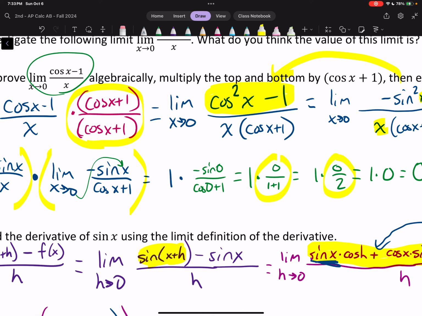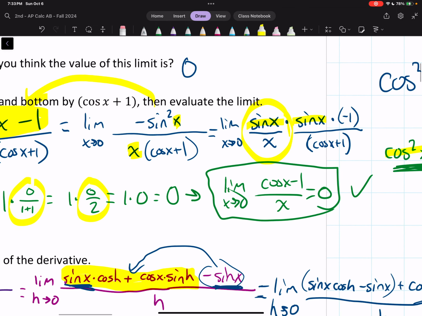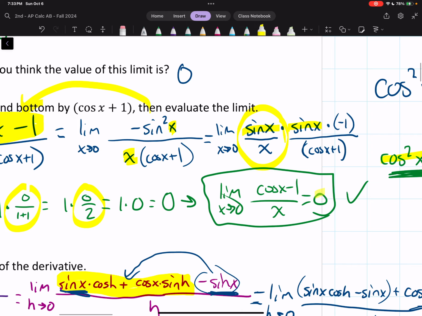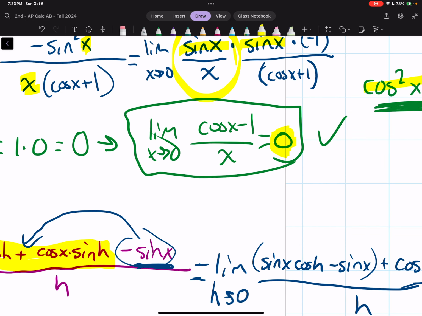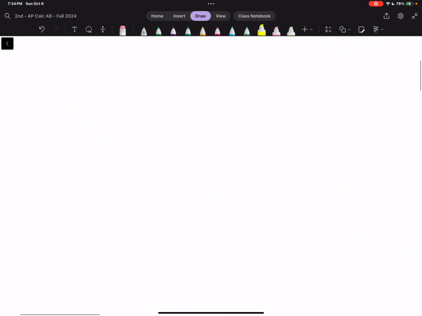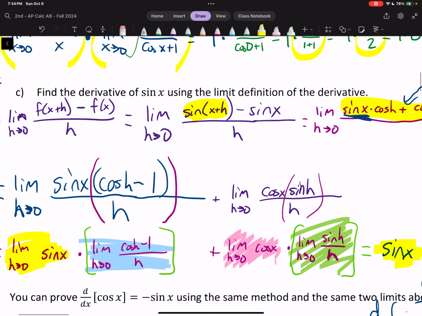And we know that first factor is a 1, so 1 times 0 does give us 0. All right, so again, haven't even calculated a derivative yet, but we've got this piece, the fact that the limit as x approaches 0 of (cosine of x minus 1) over x is 0. We're going to need that in just a few minutes.